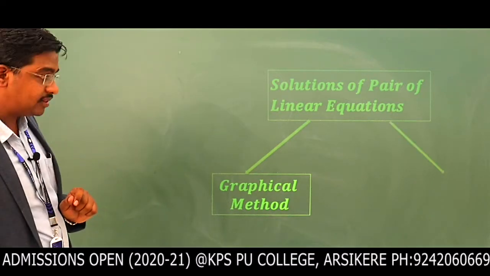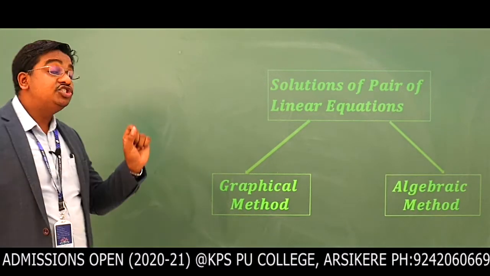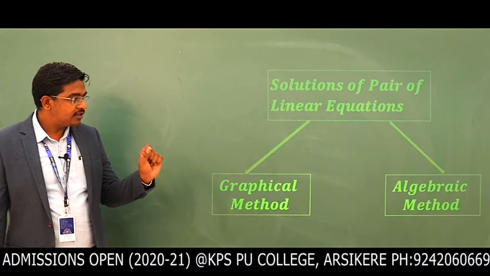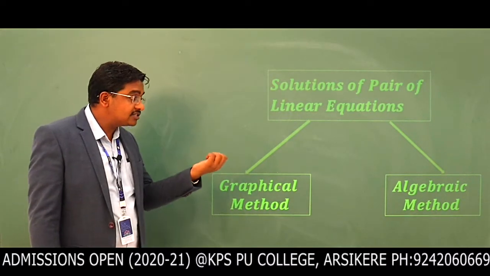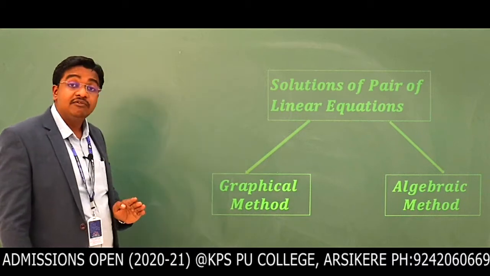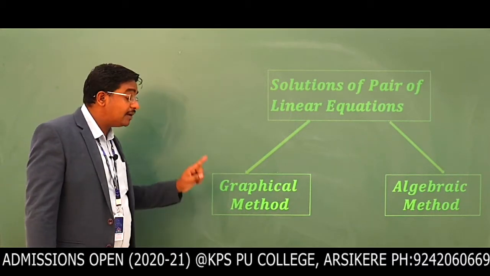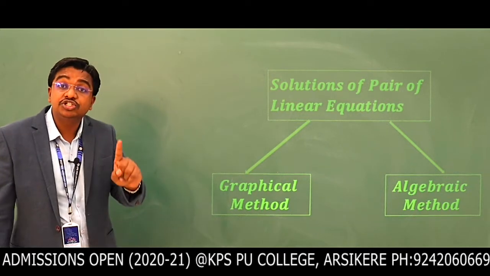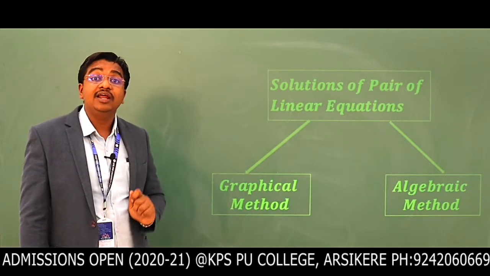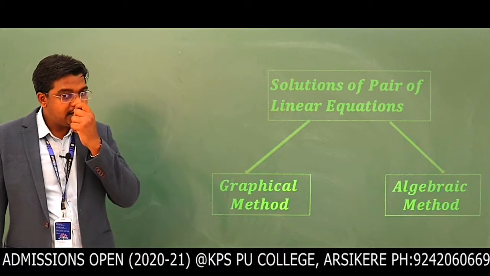And we have the second method, which is called the algebraic method, that is, simplification. Again, in the algebraic method we have three types. That concept we will discuss in the next class. In this class, we are discussing the graphical method to find the solution of a pair of linear equations.